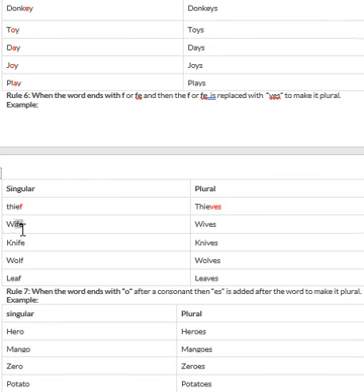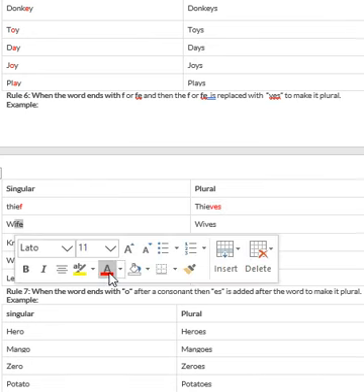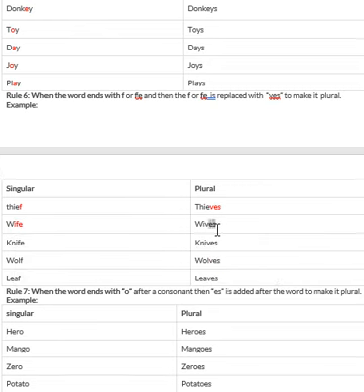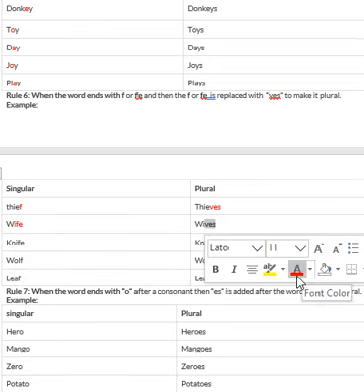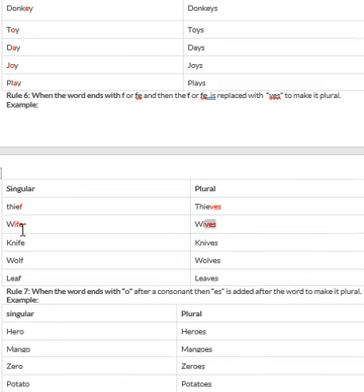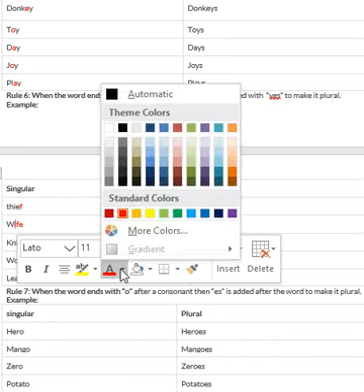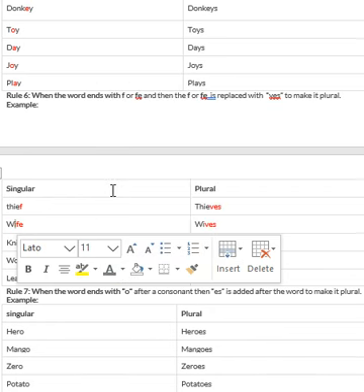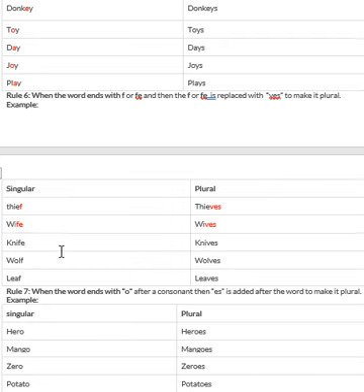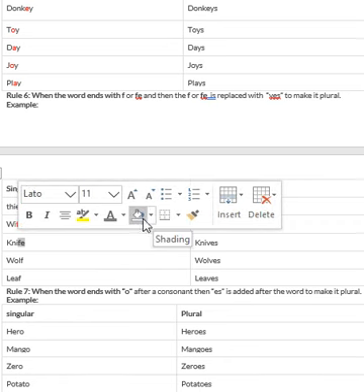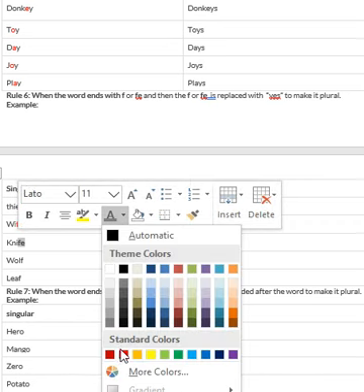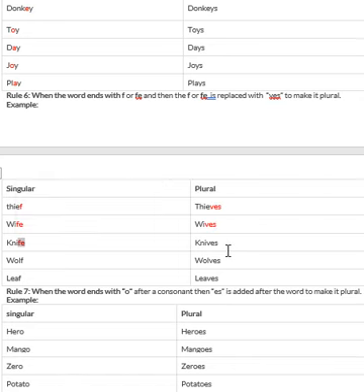Wife, FE is replaced with VES. Very easy to remember, very simple. Just you will have to put dedication. Knife, FE is replaced with VES, knives. Very simple, very easy.